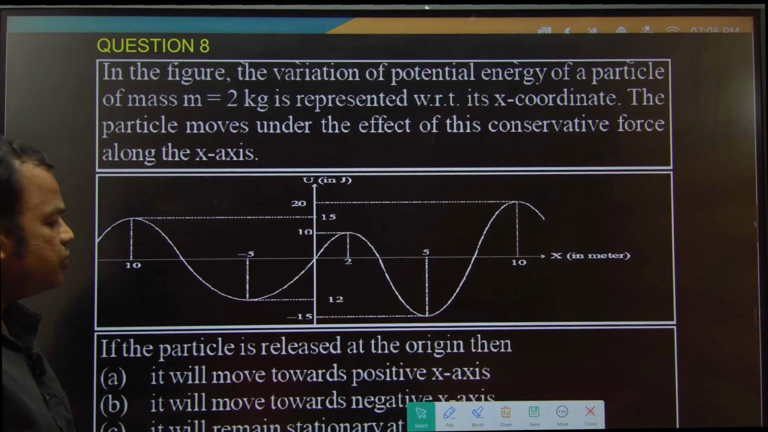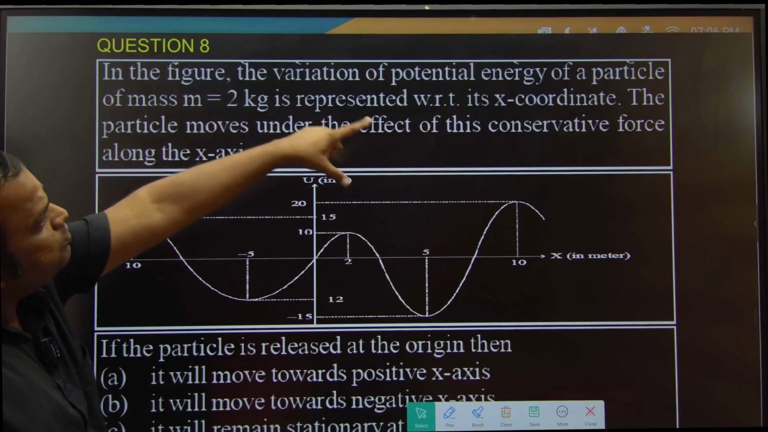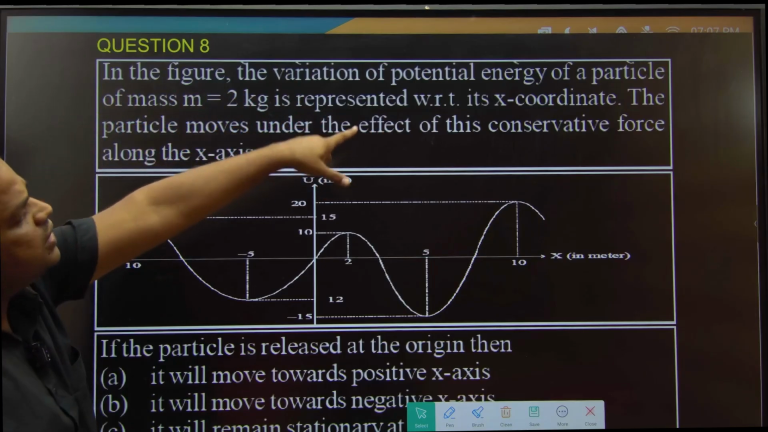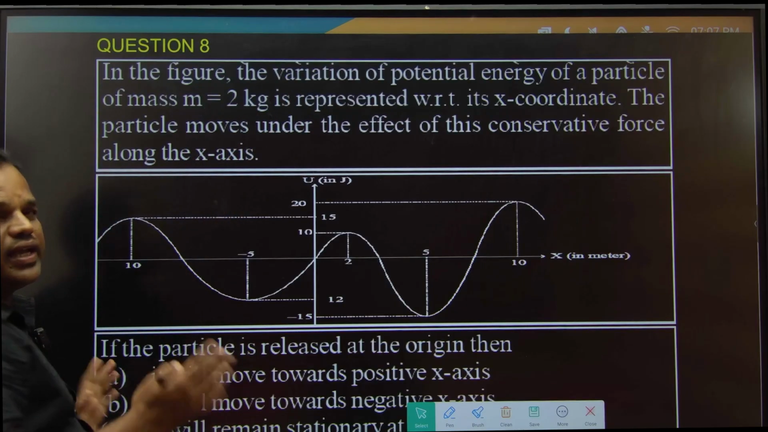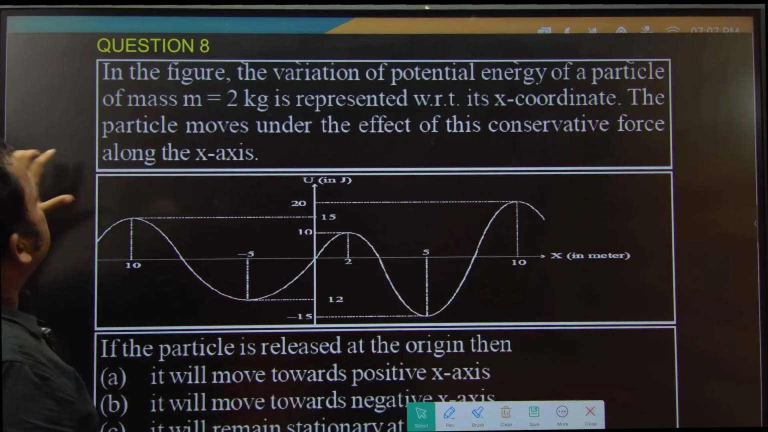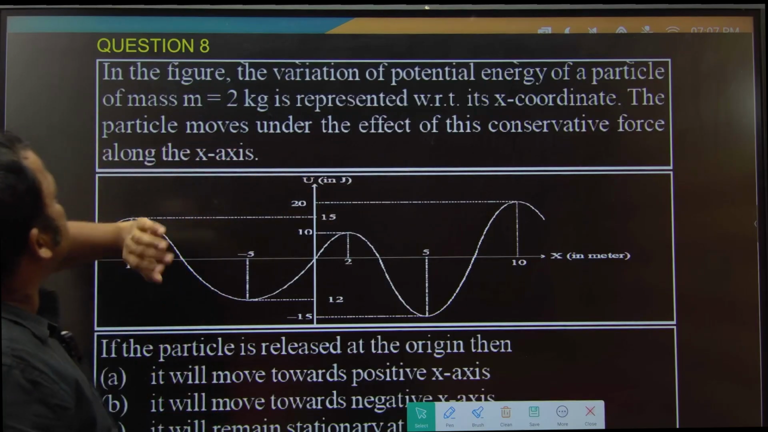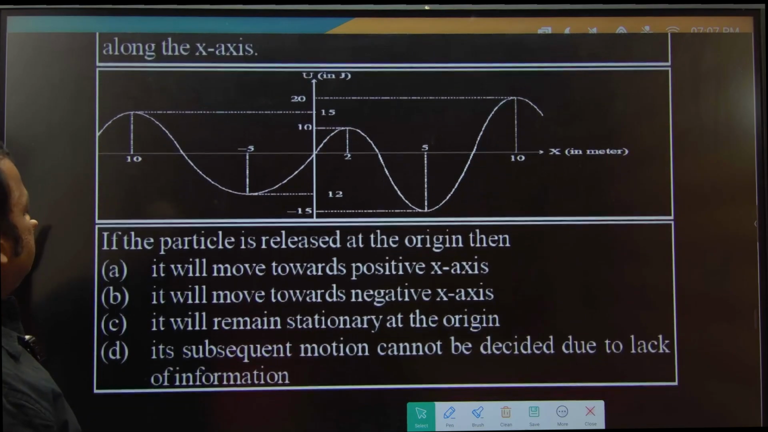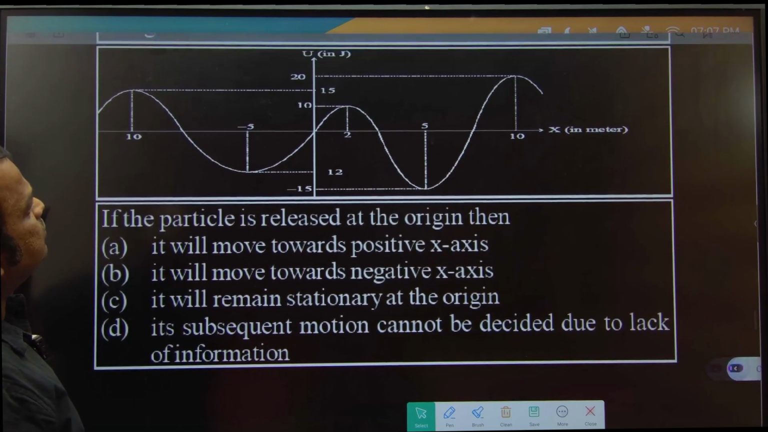So look at this question. In the figure, the variation of potential energy of a particle of mass 2 kg is represented with x coordinate. Basically, the U-x graph is given. The particle moves under the effect of a conservative force along the x-axis. So the U-x graph is given. This is the graph. Now let's solve the question.